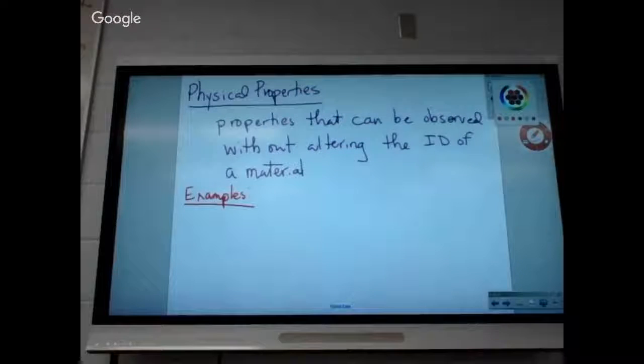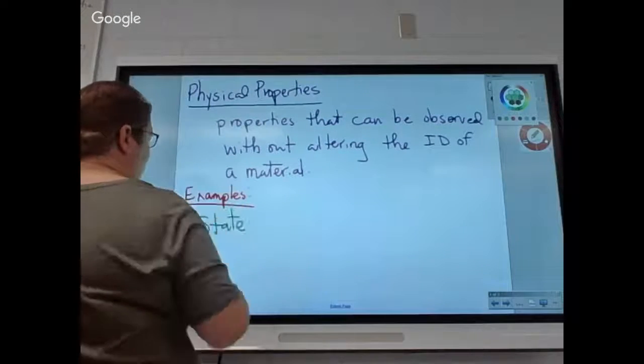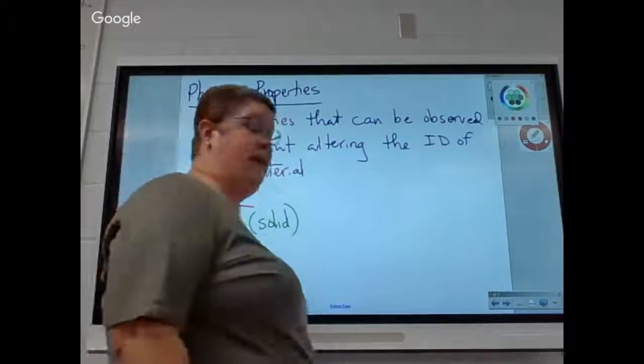Really? All right. So if we look at, let's just say, my black table up here at the front. Pretend there's nothing sitting on it. Now, a property is just a characteristic to describe something. What could you use to describe the table? Solid. Okay, it's state. So describing its state would be a physical property. Being able to say, for example, that it is a solid is a physical property.